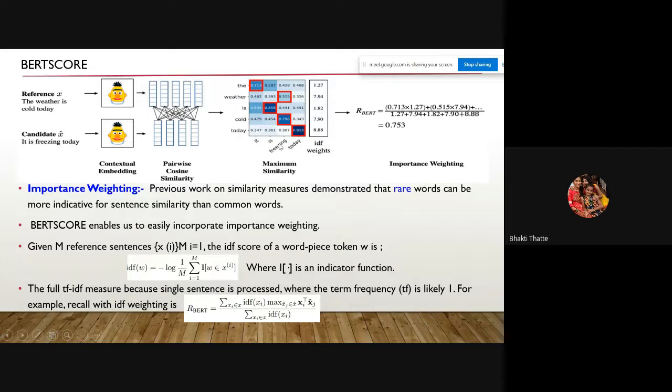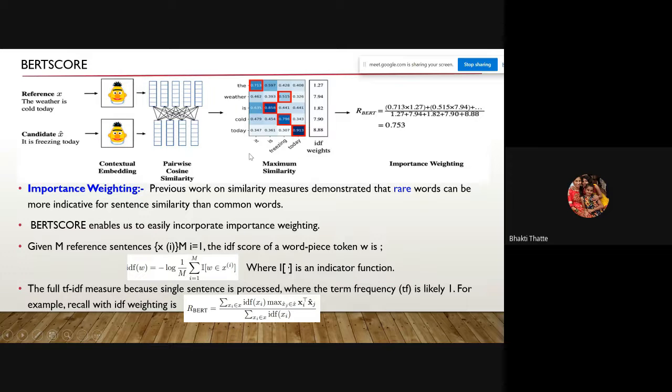Whereas freezing and cold belong to one family, hence their similarity score is higher compared to weather and freezing. If you see, it is 0.796. And finally, today is the same word, so 0.913. Okay, so this is the BERT score.